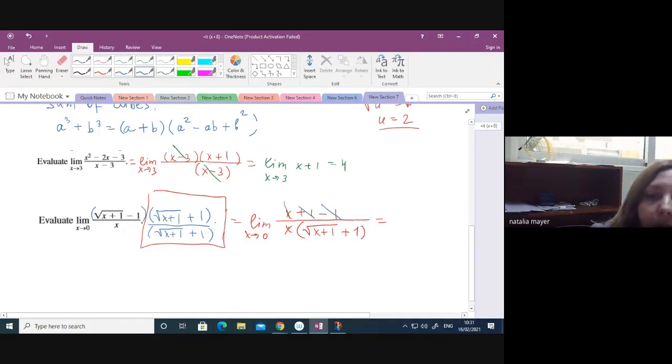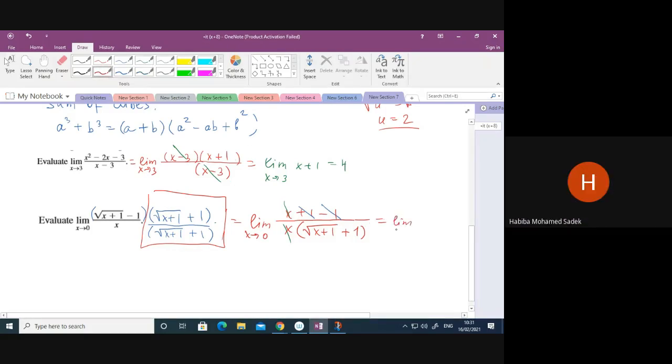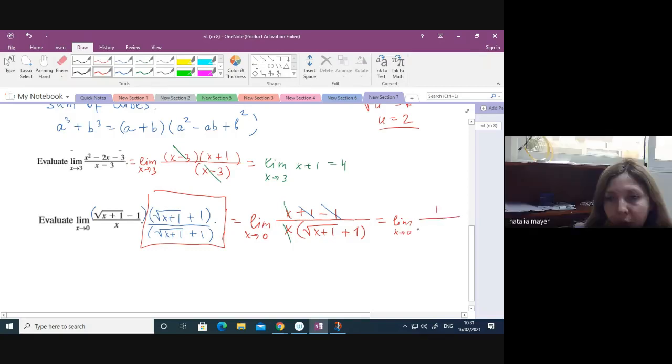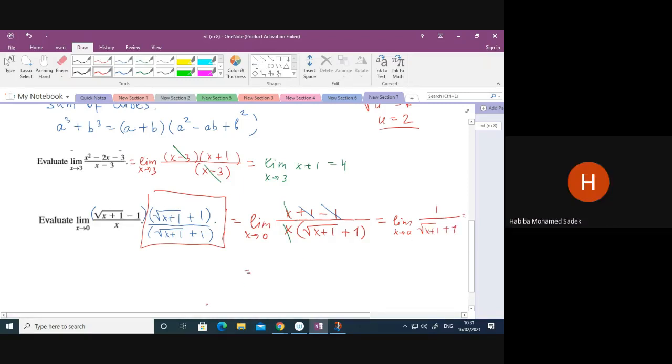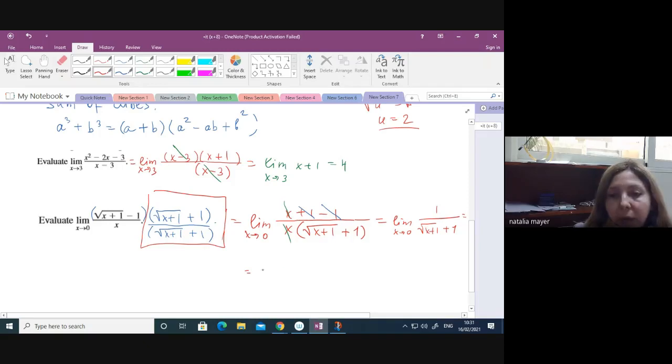So what will be the final expression for the limit? 1 over square root x plus 1 plus 1. And Habiba, what are we going to do next? Sub in 0. Yeah. So now we don't have this issue. If we sub in 0 here, what will it be equal to? It's going to be 1 plus.